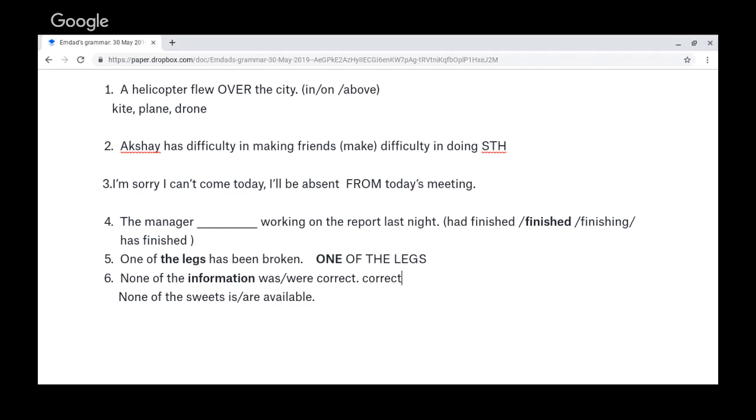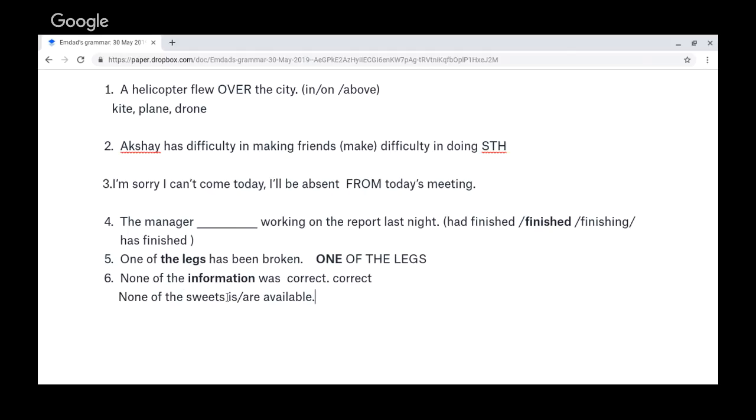So whenever it is followed by an uncountable noun, the verb that comes after it will always be a singular verb, all the time. So is or are? Is, not are. Was, has or have? Has. None of the information have, or none of the information has? None of the information has. Now the sentence is correct.